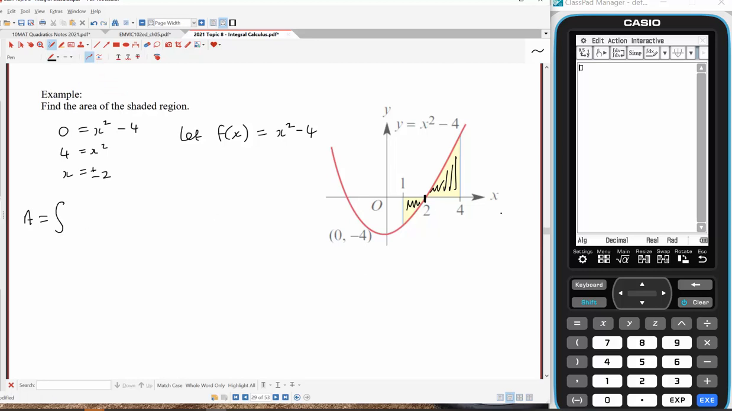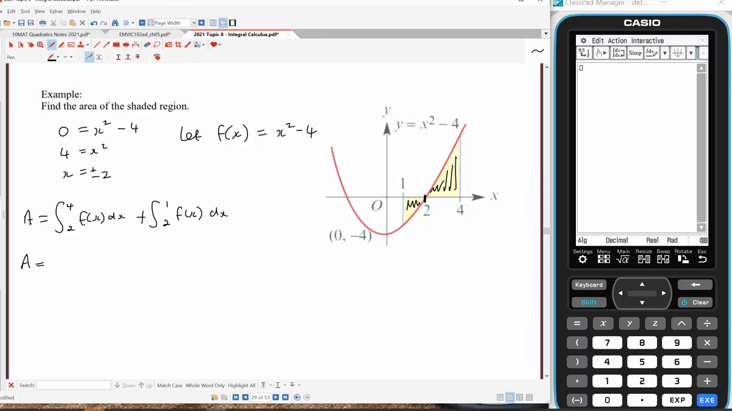So I'm going to integrate between negative 4 and negative 2, f of x dx. That's going to give me this positive amount here. Now I'm going to add this part here, but I'm just going to flip the terminals so it's the lower first and the upper second. f of x dx. So the area is going to be found by doing this and then this. All right, so let's do it.